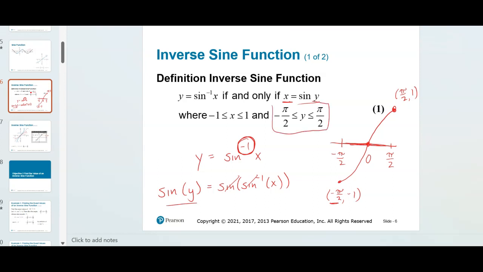So you can see the y's for the inverse sine are bounded between negative pi over 2 and positive pi over 2. And the range, so for sine, it was negative 1 to positive 1. It was all y coordinates between negative 1 and positive 1. That becomes the domain. That becomes where the x values have to live for the inverse function.